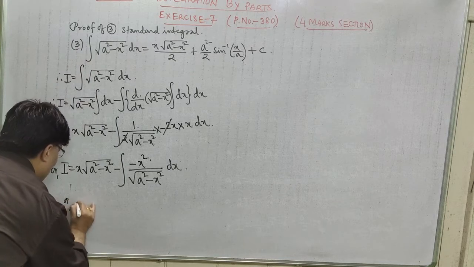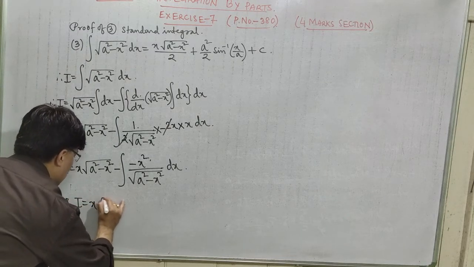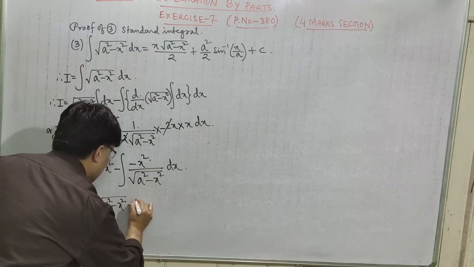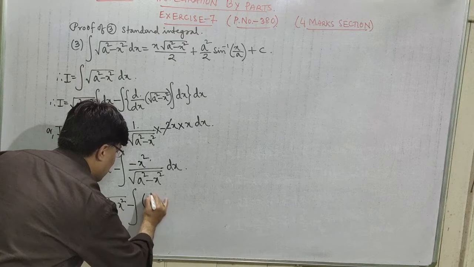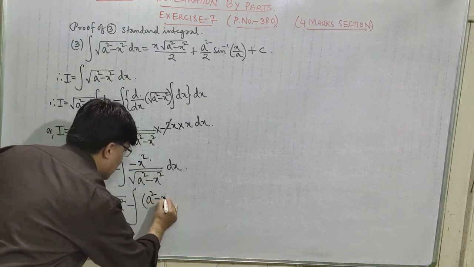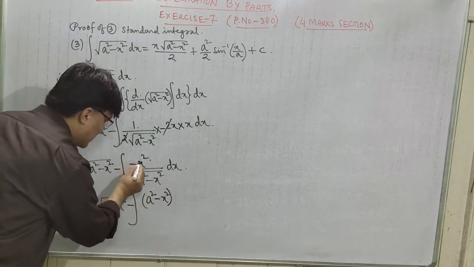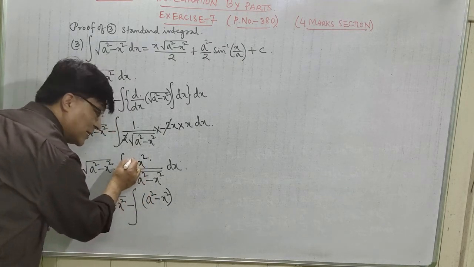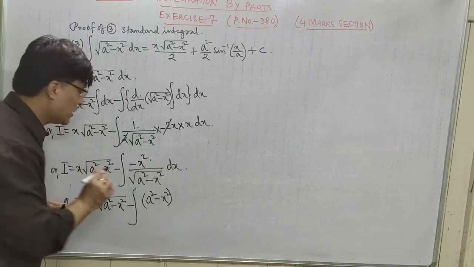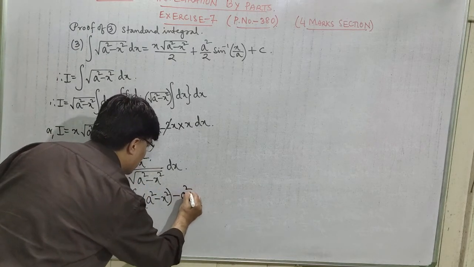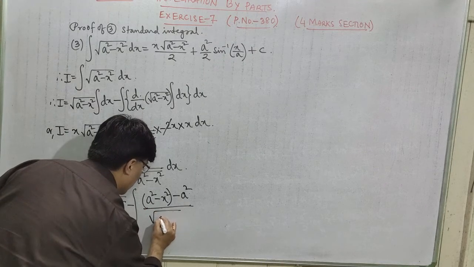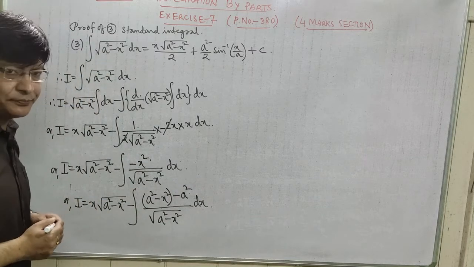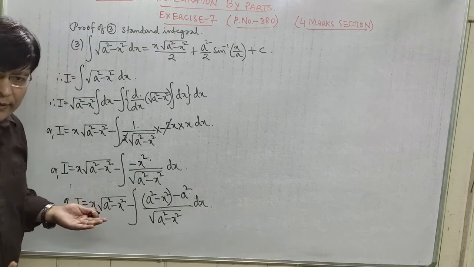So I is equal to x root over a square minus x square, minus integration of, let us write here a square, minus is already there, minus x square is there. So minus x square is okay out here, it's correct, but there is again a square. Is there a square here? No, you have to cancel it. So minus a square divided by root over a square minus x square, then dx. So now what will you do in the next step?